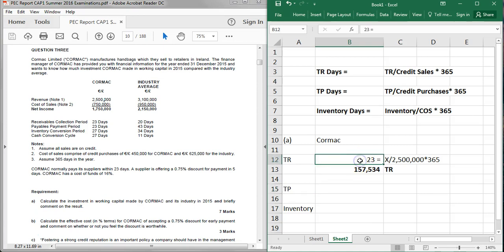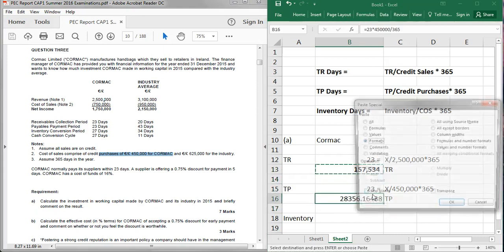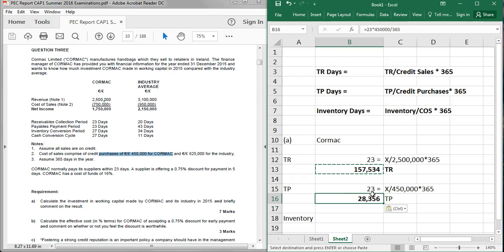Same example here. You have 23 days again as the payable days, and this time it's X divided by, sometimes we use cost of sales, but in this instance we're given the credit purchases, so that's more accurate. So it's 450,000, and we're told assume 365 days in the year. So our trade payables is going to work out as 23, we multiply by 450,000 to bring it across, and we divide by 365. So our trade payables here will be about 28,356.